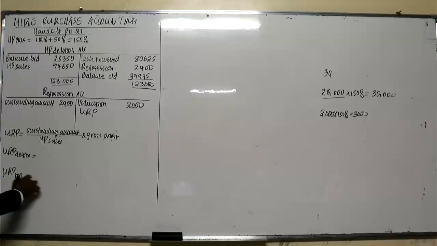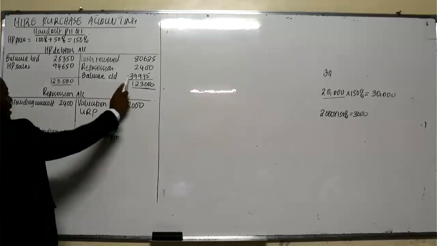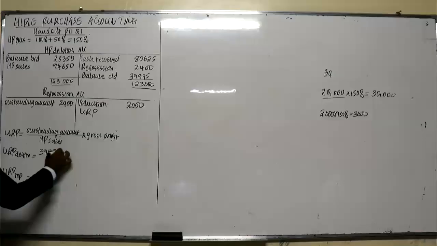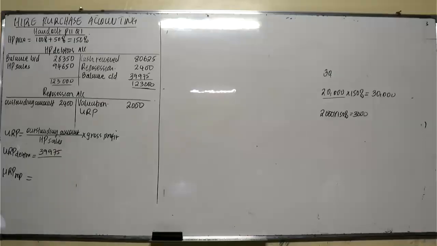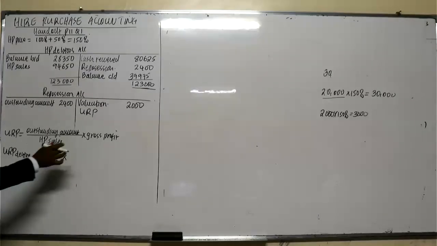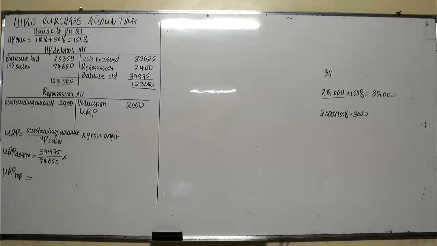Let's start with the debtors. To get unrealized profit, the outstanding amount for the debtors, the balance carried down, which is 9,975, you divide by the hire purchase sales. The hire purchase sales for the year was an amount of 94,650. Then you multiply by the gross profit. How do you get the gross profit?